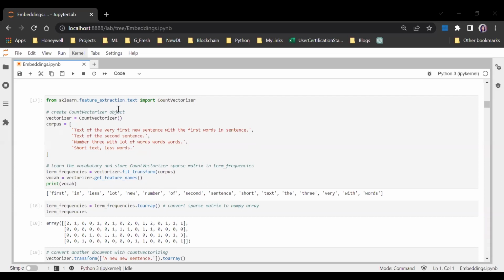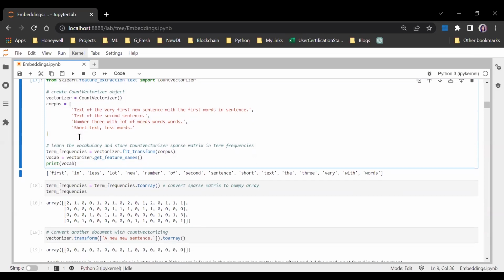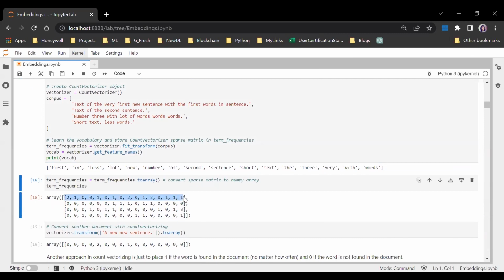So in scikit-learn, we have a function called CountVectorizer. We can use it, and let's say this is the corpus that we have. There are 4 sentences in our corpus, and we fit this vectorizer on our corpus, and then we can get the term frequencies, or the vector representation of each of these sentences. Here in cell number 18, we see the vector representation for each of the sentences. It represents the frequency of occurrence of a particular word in the sentence.